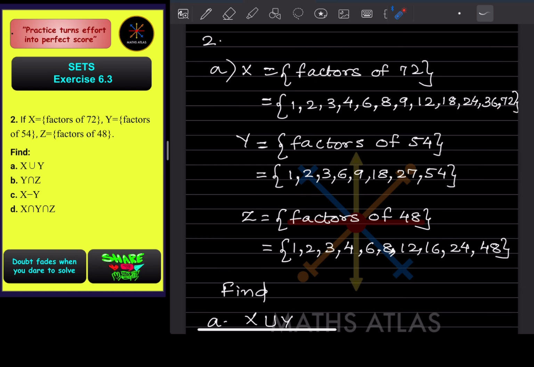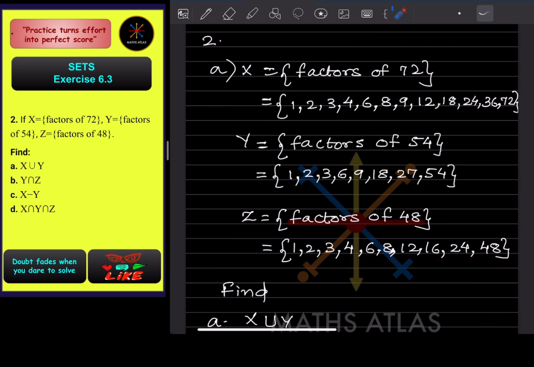Then y is equal to the factors of 54. So again here it is the same, these are divisible by 54, divided by these numbers we can see here, they are divisible. So here 1, 2, 3, 6, 9, 18, 27 and 54. These are the factors of 54.